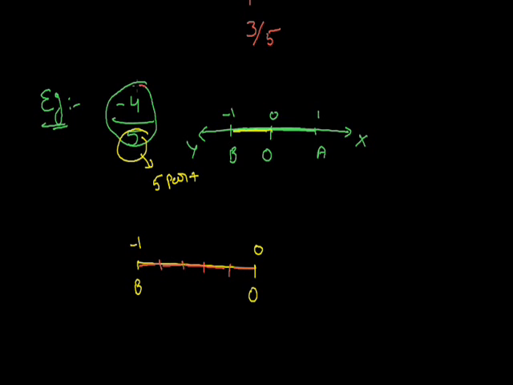Now we have the numerator -4. So we count from 0 toward -1 in 4 parts: 1, 2, 3 and 4. So that point is called -4 by 5 in the negative direction.